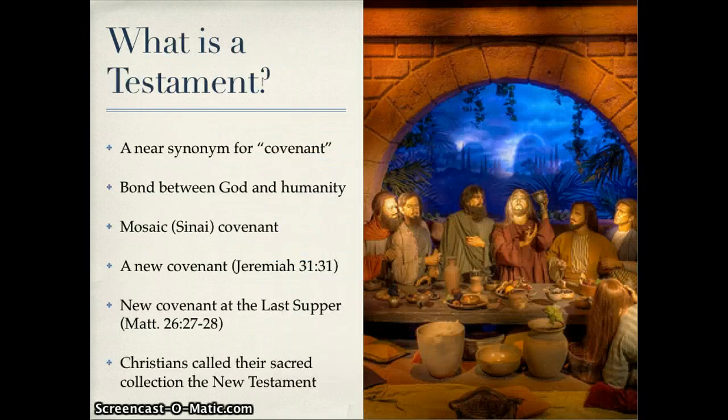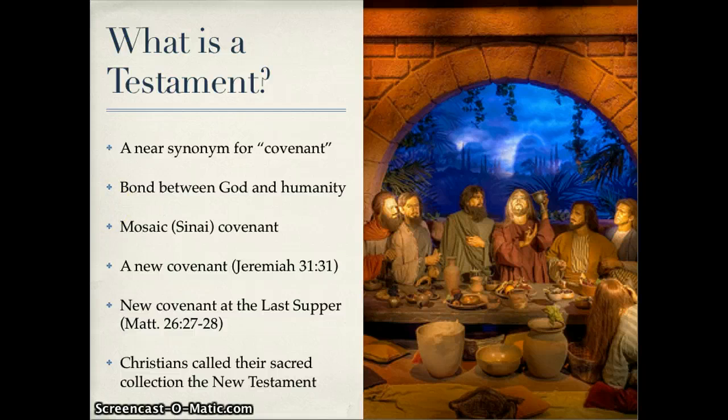So if these writings are speaking about life as related to God, the designation Testament is a great name for these collections, because a testament is a near synonym for covenant, which refers to an agreement, a contract, a vow, or a bond. And in biblical usage, it is generally a bond between God and humanity.